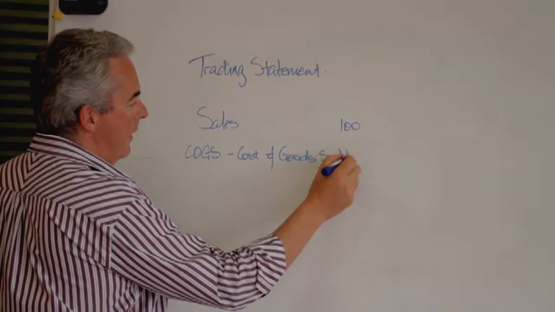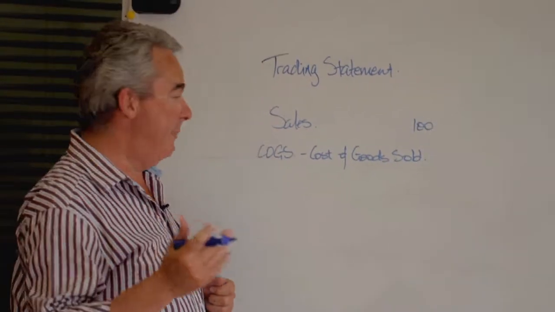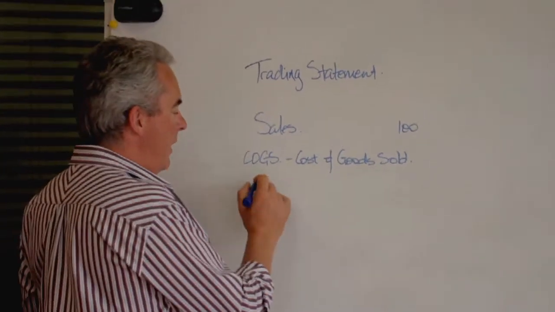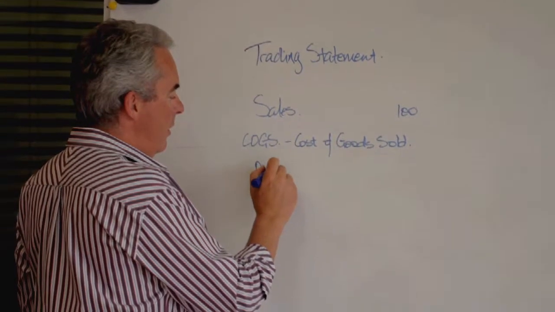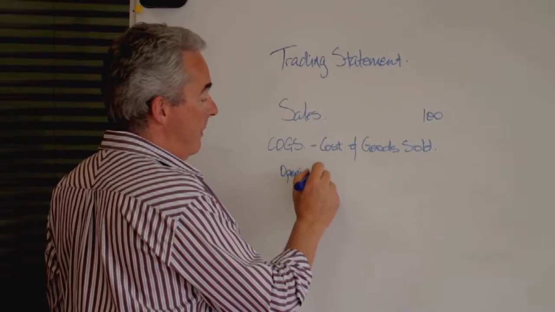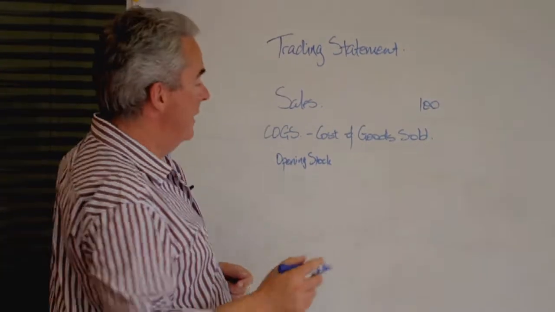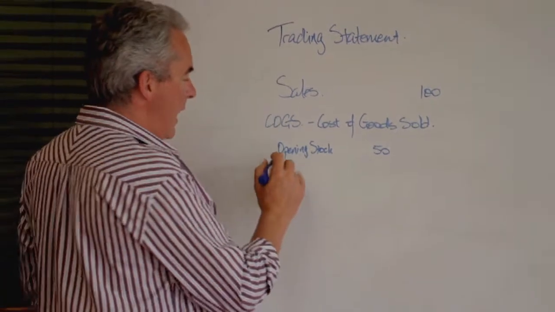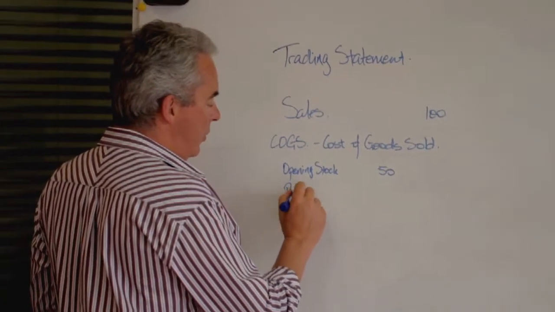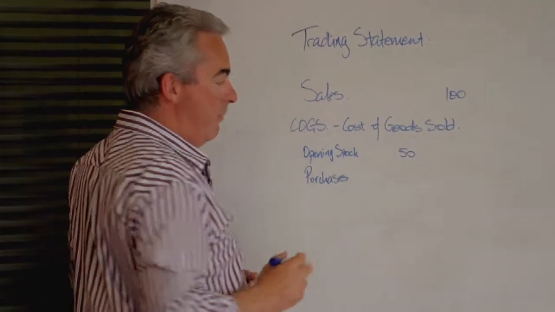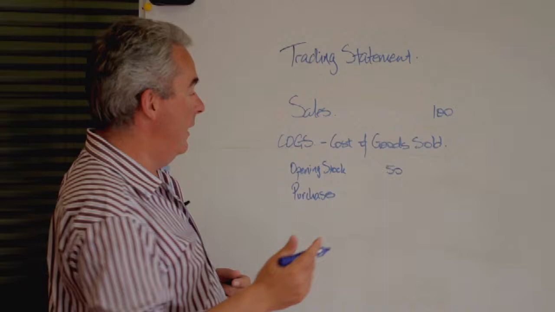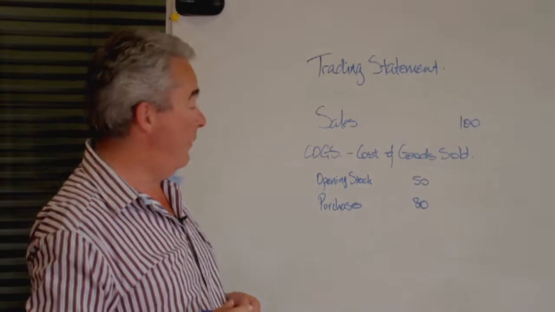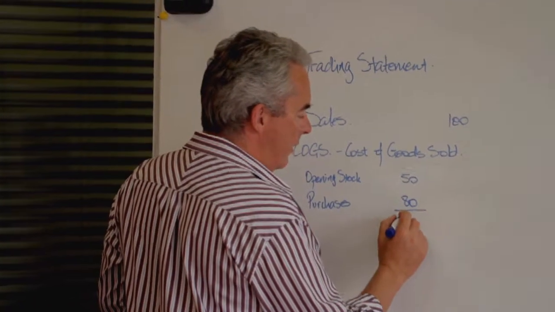sold. Okay, now in this example I'll assume that we've got stock. We buy stock or manufacture stock, but we've got a thing called opening stock, or people can call it stock on hand. So we'll have opening stock. Let's say we've got $50 worth of stock on hand. Then we'll have purchases. Let's just assume we're a retailer. So we've bought some stock during the year that we've then sold. So let's say we've bought $80 worth of stock. So that gives us $130 there.